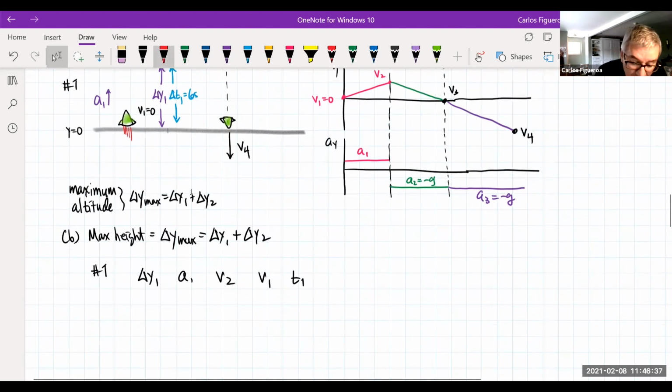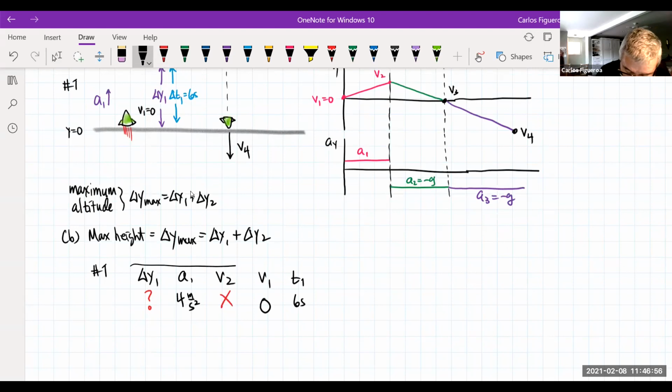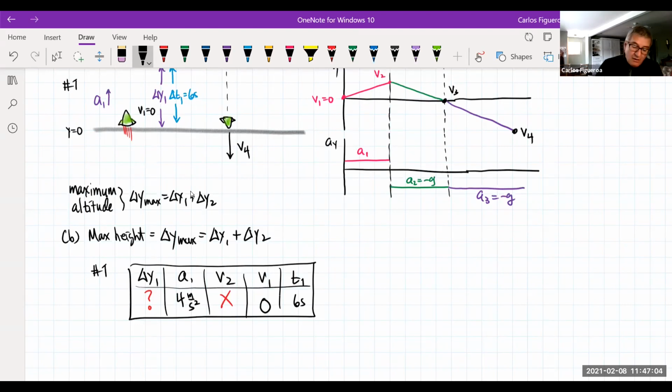So then I'm just going to go right off my thing here. So what do I know? I know this is 6 seconds. I know it starts off initially at 0. I know that the acceleration is 4 meters per second squared. And then our big thing here is this: I don't have what the final velocity is. So here's my table. Right away, you could see that I could calculate what the first height is. But let's keep going because we're trying to set this up.